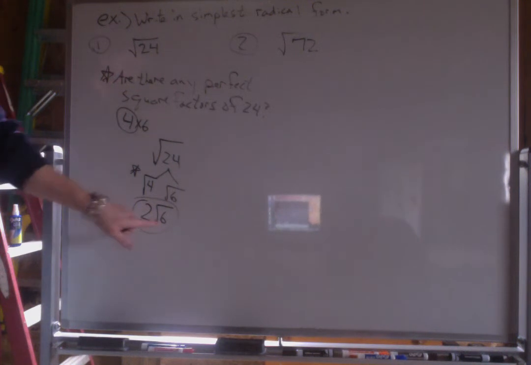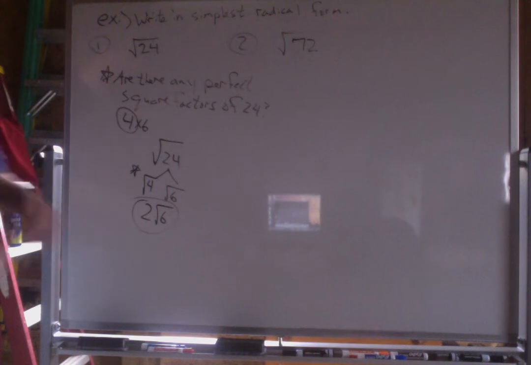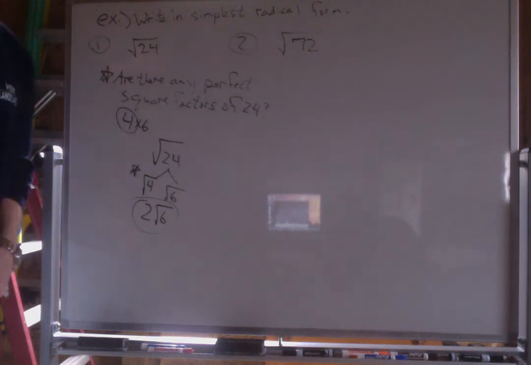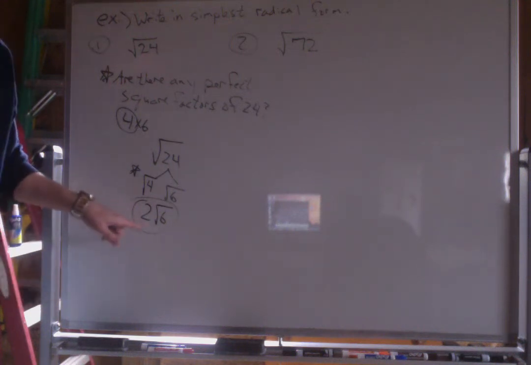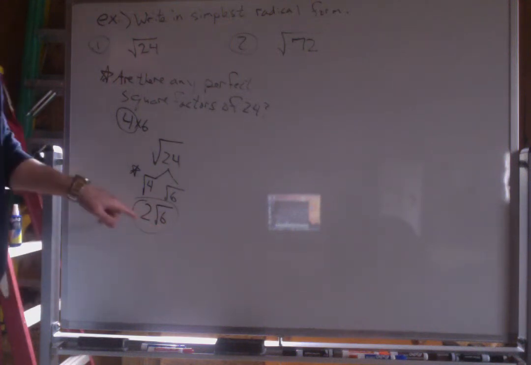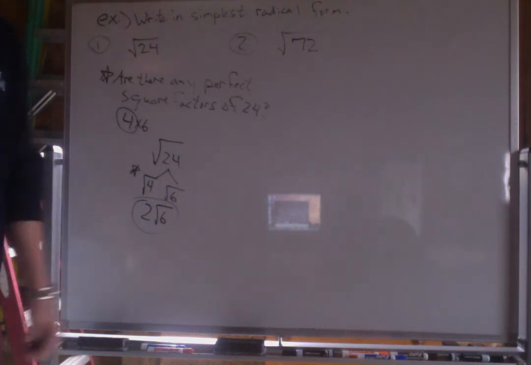The only thing I would want to do is check to make sure this number is not also a perfect square or have a perfect square factor in it. The only factors that 6 has, other than itself and 1, are 2 and 3. Neither 2 nor 3 is a perfect square. That is how I know I'm finished. So the answer is 2 radical 6, or 2 times the square root of 6. And that's our final answer.